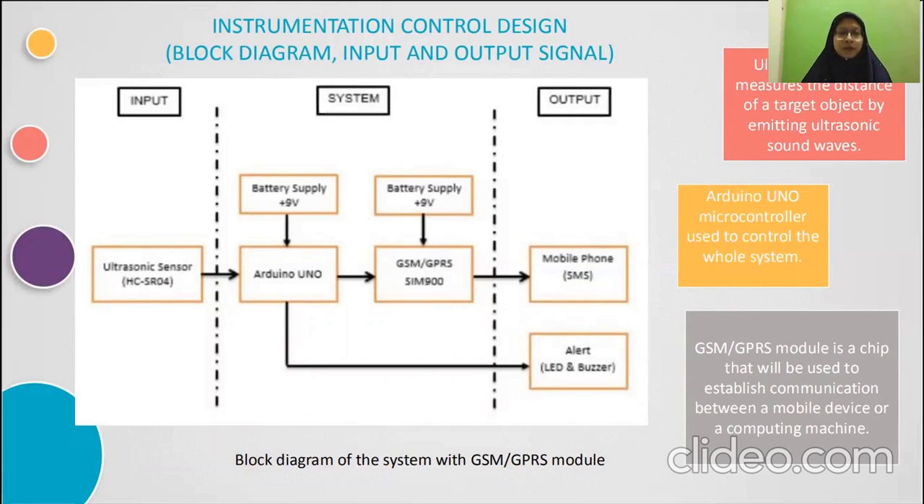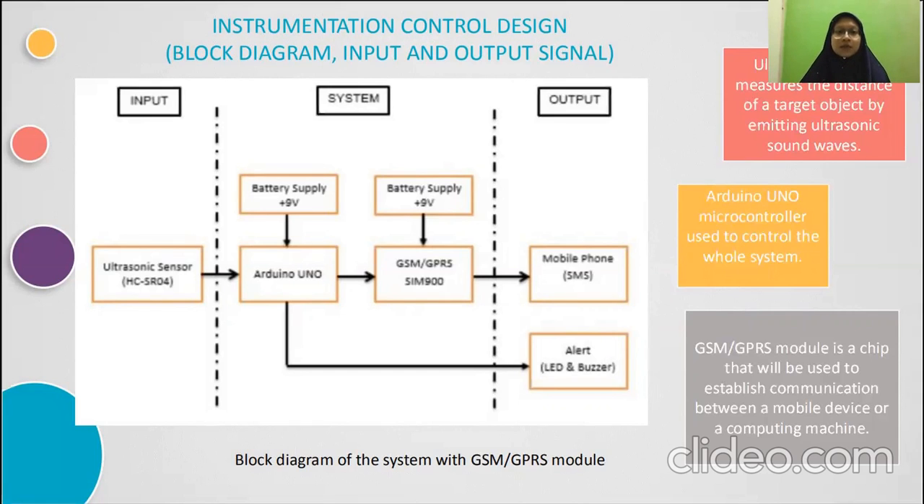For input, before that we chose to use the system with a GSM or GPRS module. So the input consists of an ultrasonic sensor, which is an electrical device that measures the distance of a target object by emitting ultrasonic sound waves.